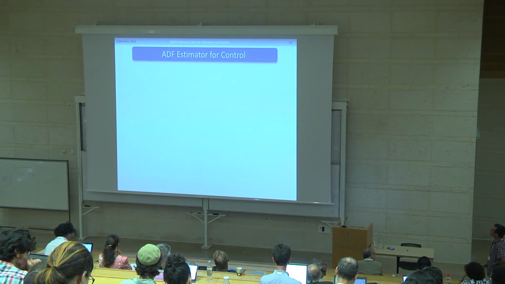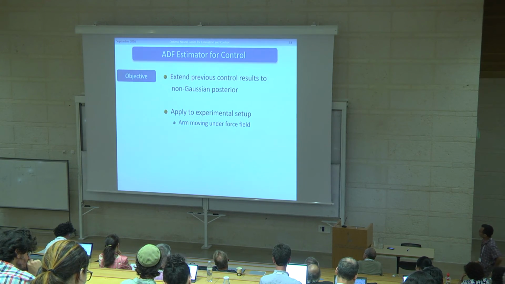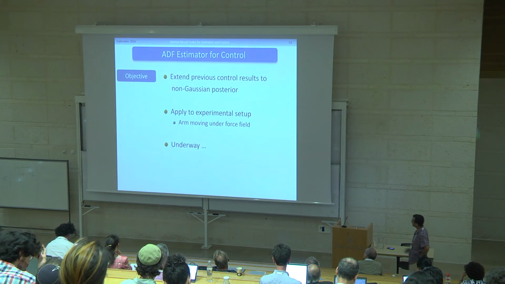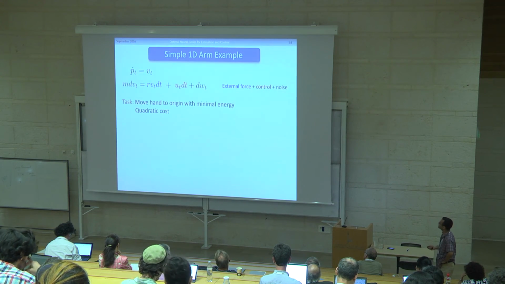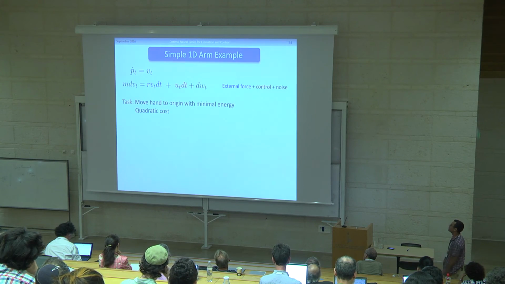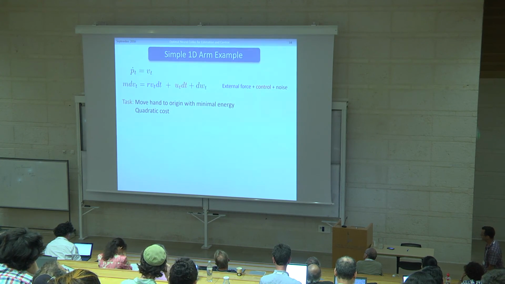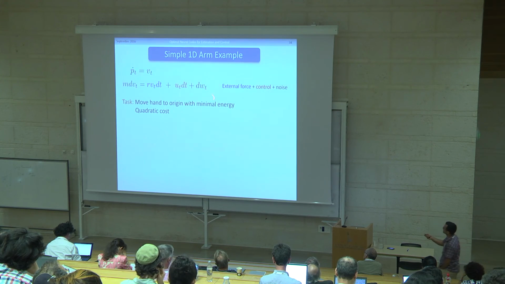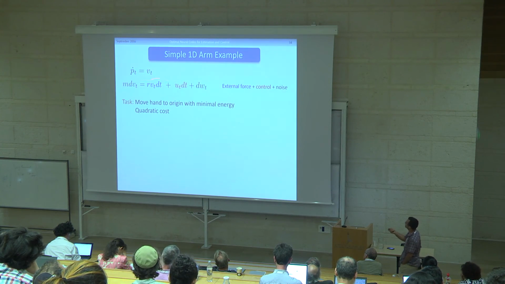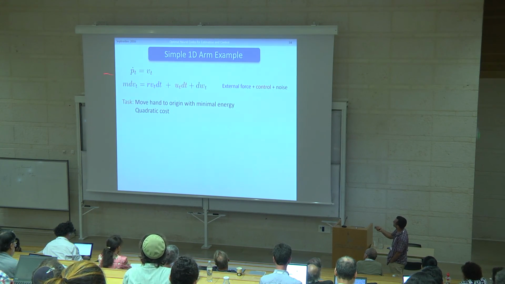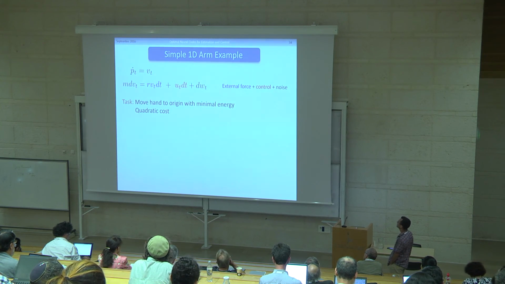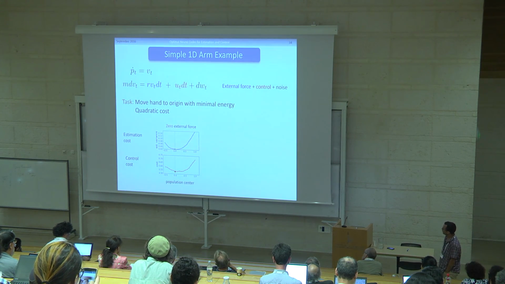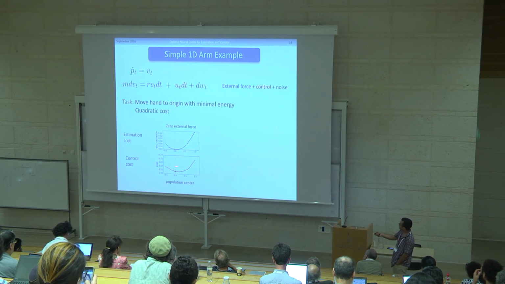So actually, what we would like is to extend these ideas to control, and this is currently underway, but I will show you just some preliminary results. Motivated by the experiments I described previously of Ostry's group, we just have a simple one-dimensional model. P is the position, V is the velocity, Newton's equation. This is the external force, this is the control, and the task is to move the hand to the origin with minimal energy.